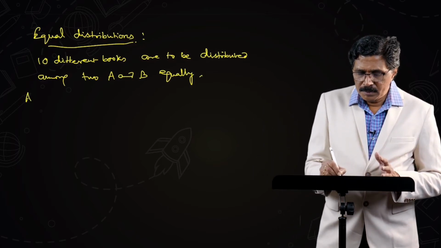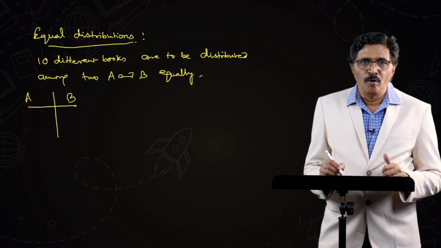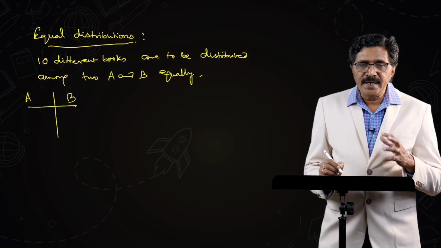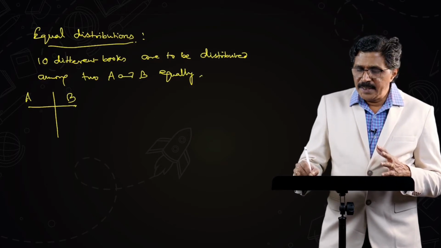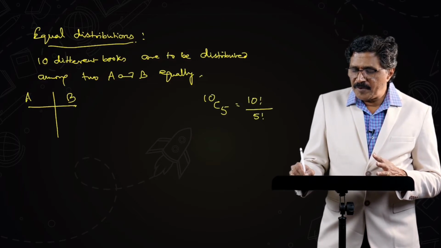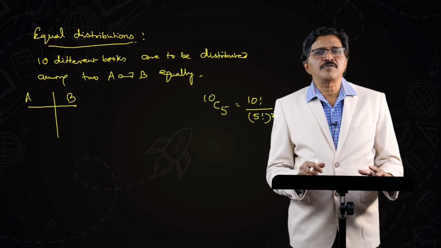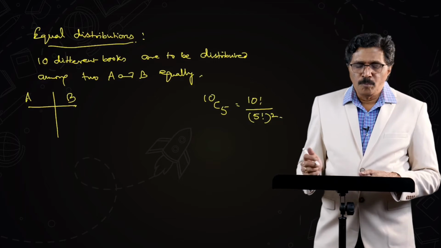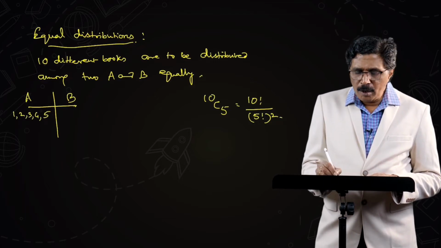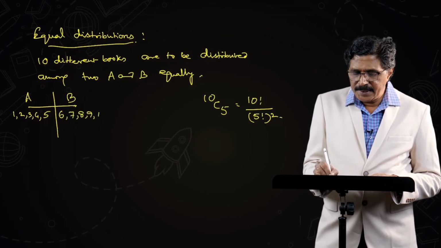Suppose A chooses any 5 books out of the 10 different books, B automatically takes the next 5 books. So, A can choose any 5 books in 10c5 ways, that is 10 factorial by 5 factorial into 5 factorial. Let us examine this 10c5 a little more closely. Suppose A chooses books numbered 1, 2, 3, 4, 5. B automatically chooses 6, 7, 8, 9, 10.